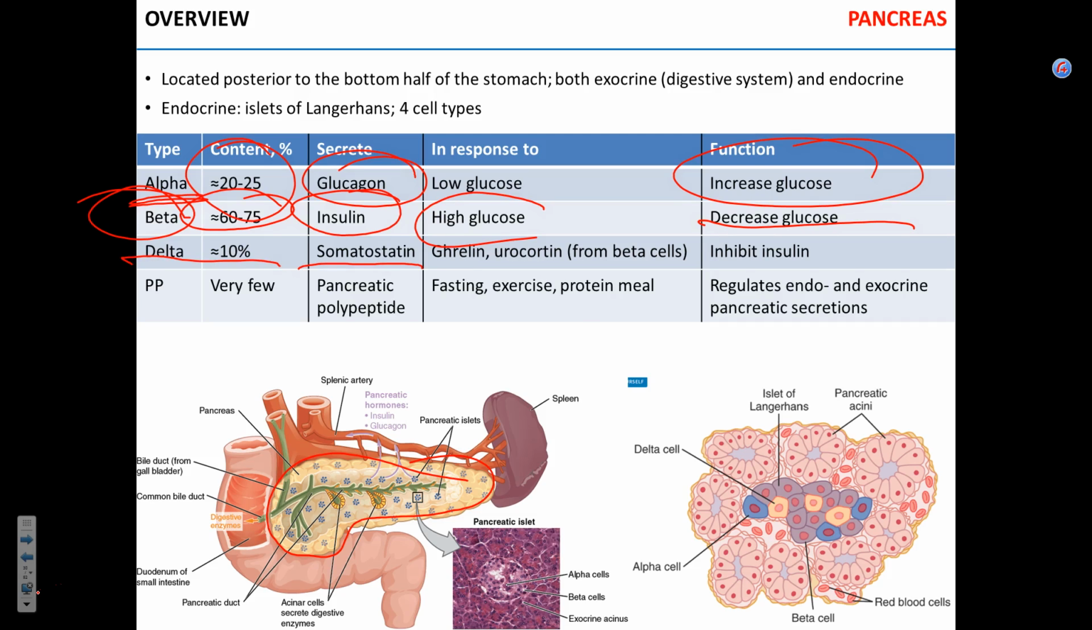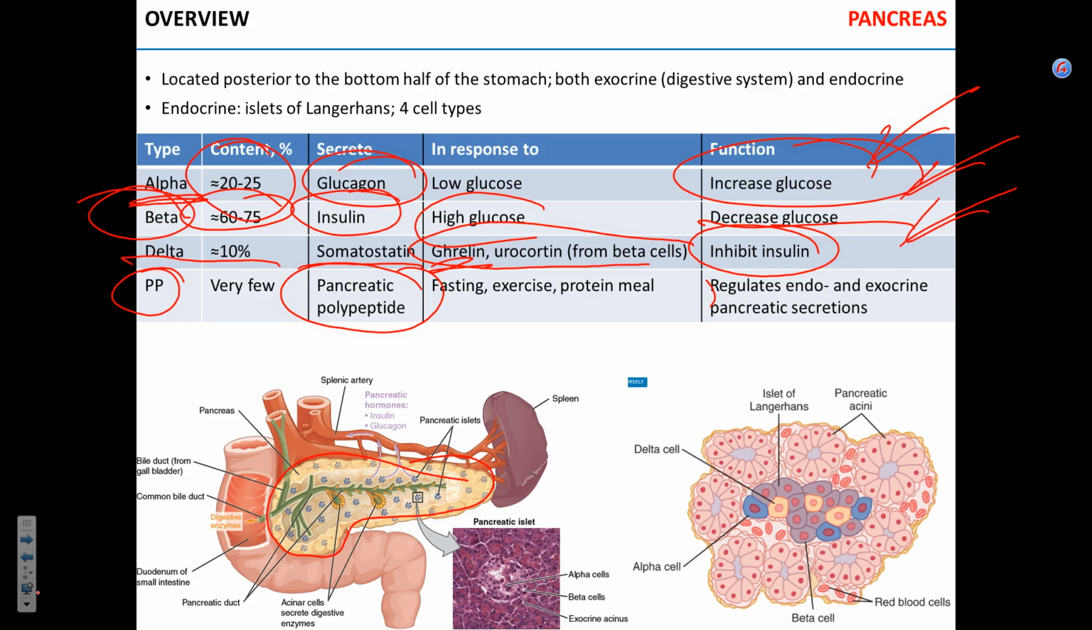Delta cells produce somatostatin. Do you remember another name for that hormone? Growth hormone inhibitory hormone, GHIH. So it inhibits insulin. It responds to ghrelin, which is the hormone of hunger, for example. And PP cells, there are very few of them, produce pancreatic polypeptide that regulates these guys.